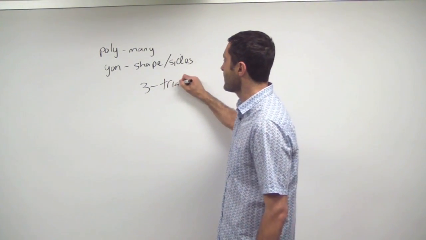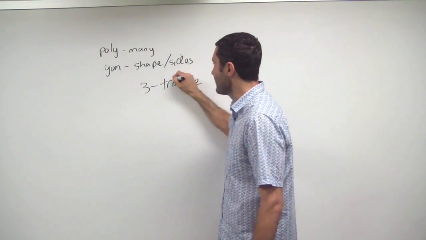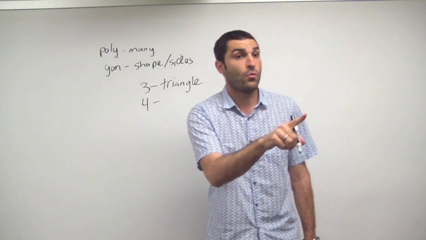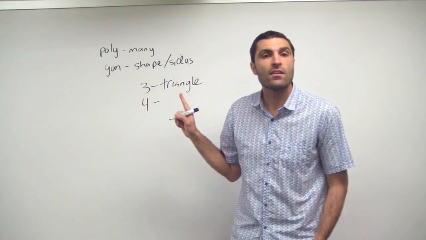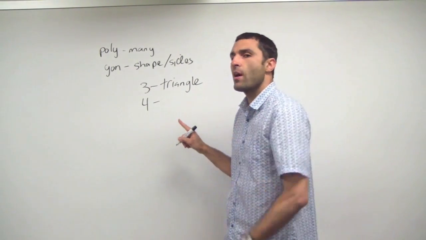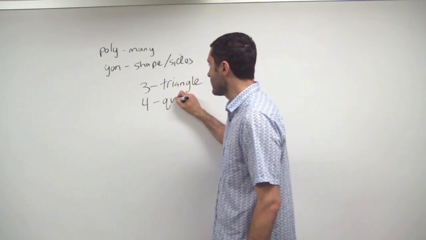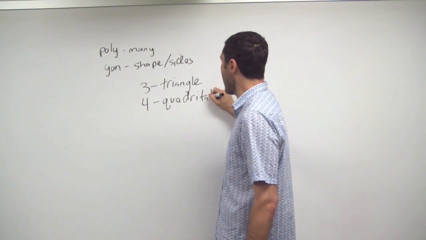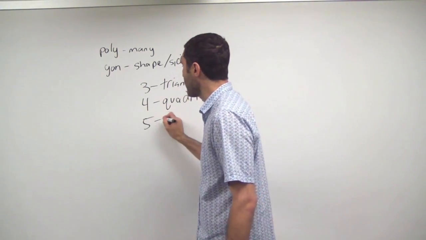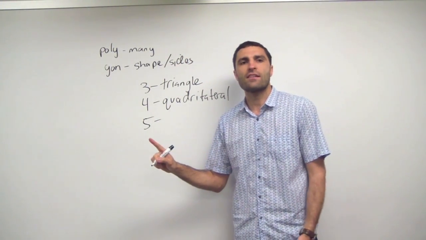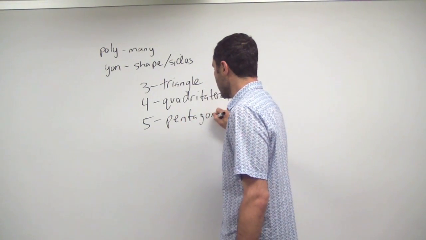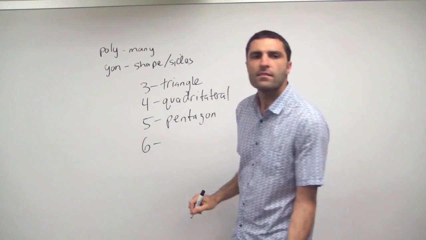Triangle, very good. What about 4 sides? Quadrilateral. Quad means 4, like 4 quarters, or an ATV called a quad. All right, 5 sides, what's that called? Pentagon, like the Pentagon.